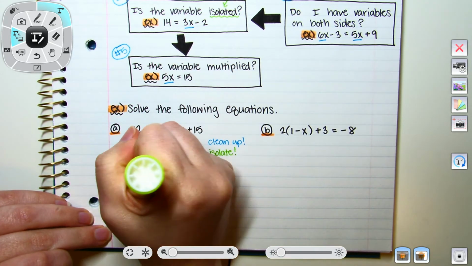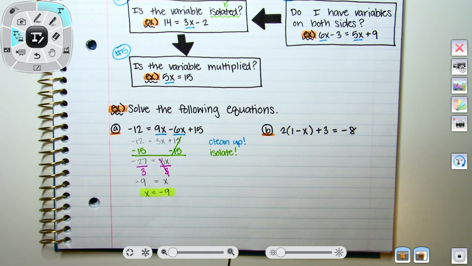I prefer to highlight my answers, but if you like to box them or circle them, that's fine too. As long as on your homework, it's easy for me to see what your answer is.